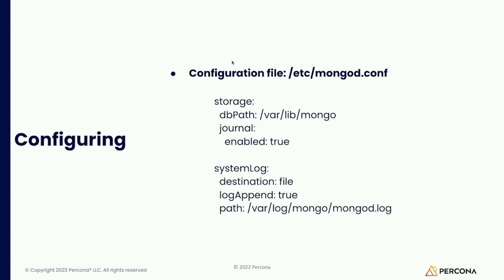But the first section is the storage, where you define what will be your path for the database files, which by default is /var/lib/mongo, and then whether you have the journal enabled or not. Okay, the journal is going to be required for crash recovery and consistency, so it's good practice to have it enabled, and it comes enabled by default, really.